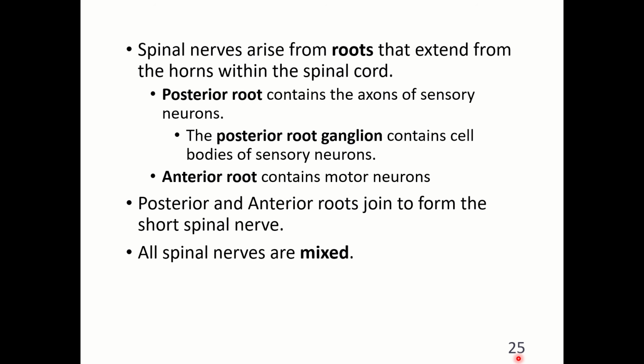Spinal nerves arise from roots that extend from the horns within the spinal cord. The posterior root contains the axons of sensory neurons. The posterior root ganglion contains cell bodies of sensory neurons. The anterior root contains motor neurons. Posterior and anterior roots join to form the very short spinal nerve, which is only a few centimeters in length. All spinal nerves are thus mixed because of the joining of the sensory and the motor roots.